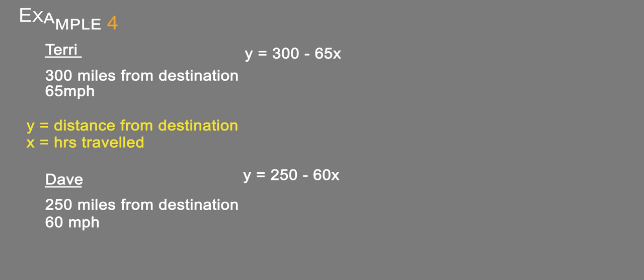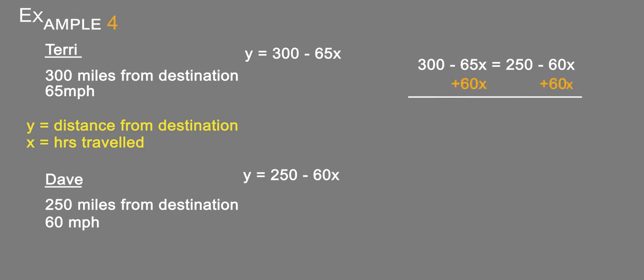So we'll go ahead and just write out 300 minus 65x equals 250 minus 60x. We'll add 60x to both sides. That equals negative 5x. Then subtract 300 from both sides. So minus 300 equals negative 50. Divide both sides by negative 5. We get x equals 10.